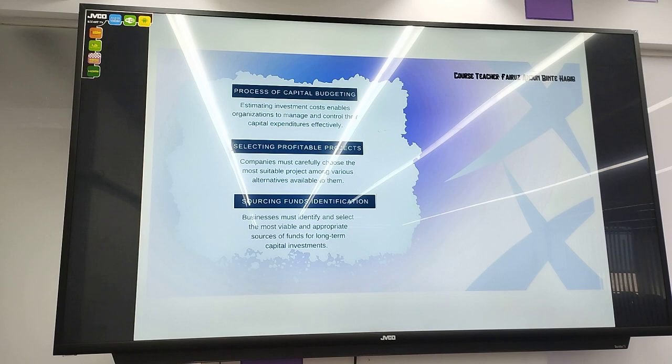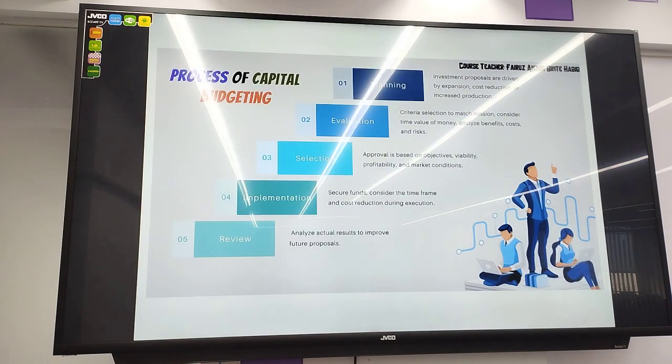So what are the sources of capital funds? Budgeting: estimating investment cost enables organizations to manage and control their capital expenditure effectively. Selecting profitable projects: companies must carefully choose the most suitable project among various alternatives available to them. And finally, sourcing fund identification: business must identify and select the most viable and appropriate sources of fund for long-term capital investment. Basically, this will happen for both long-term and short-term capital investment.